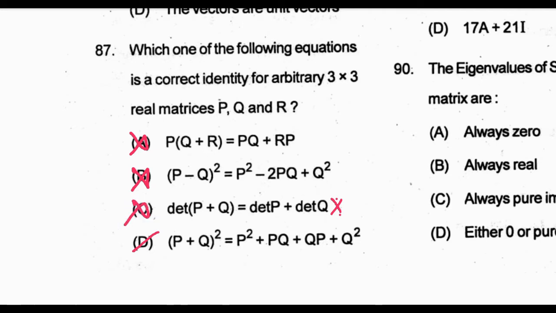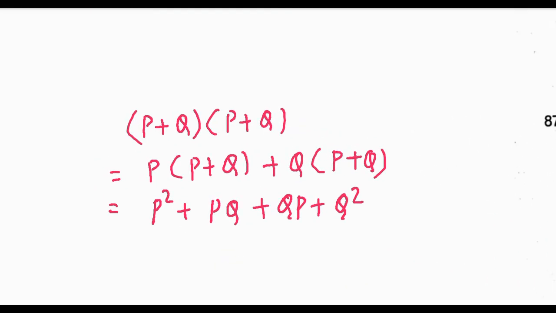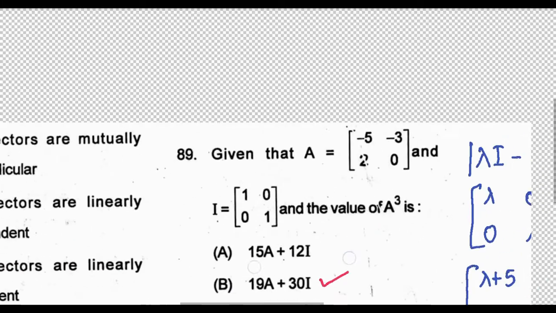In the last, it is given that (P plus Q) whole square is equal to P square plus PQ plus QP plus Q square. So this is correct. So option D here is correct. Here I have written (P plus Q) into (P plus Q), and first with P I apply the distributive property, P square plus PQ, and again I apply the distributive property, this will be QP plus Q square. So it will be D only.